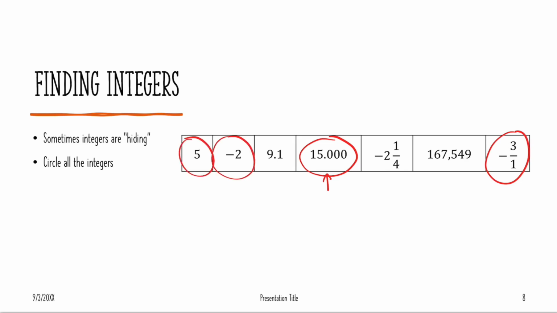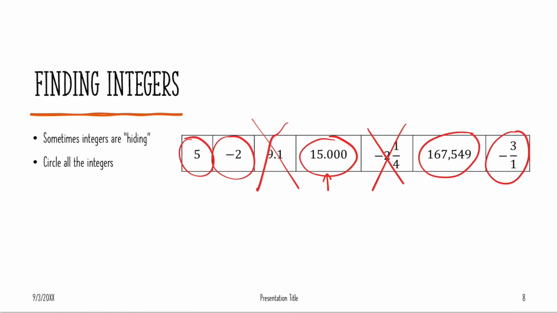This is an integer. This is an integer. This is not an integer because I have something in the decimal place. This is also not an integer because it's a fraction, but this is an integer. Even though it's super big, there's no leftovers. There's nothing in the decimal place. There's no fractions associated with it, like leftover fractions. So it would be an integer. So just be careful about that.